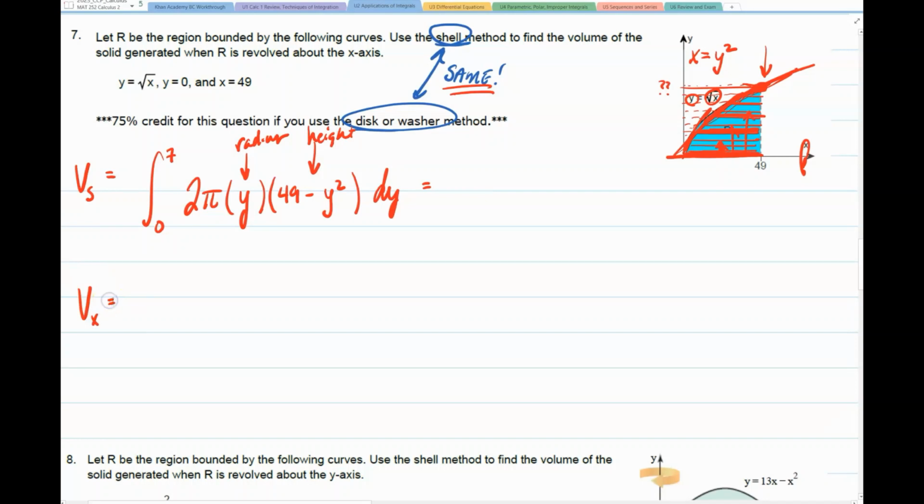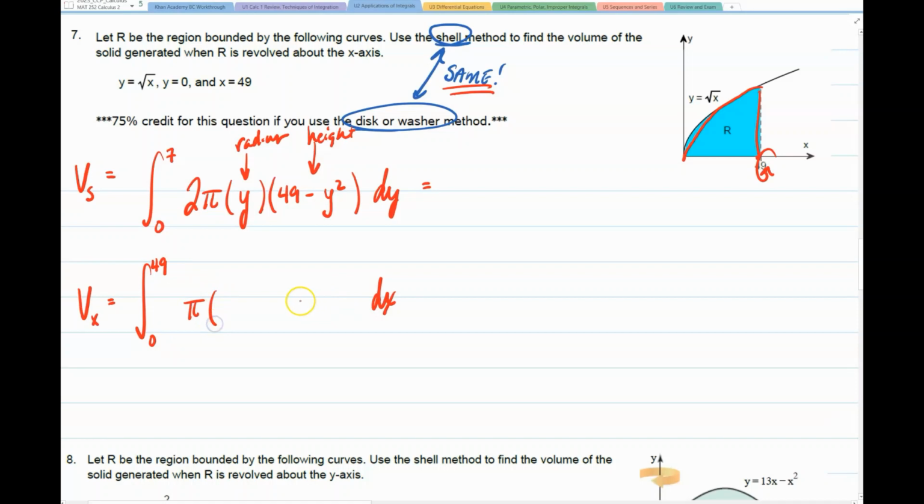Now, if interpreting the shell method in this particular case was a bit confusing, I can understand why, because I don't think it's the best method used to find the volume of this particular shape. If I were to take this portion of a parabola and revolve it around the x-axis, I think the washer method or disk method would actually be more appropriate. And if I'm revolving a disk method around the x-axis, it should be relative to x. And our boundaries are x boundaries, so from 0 to 49.